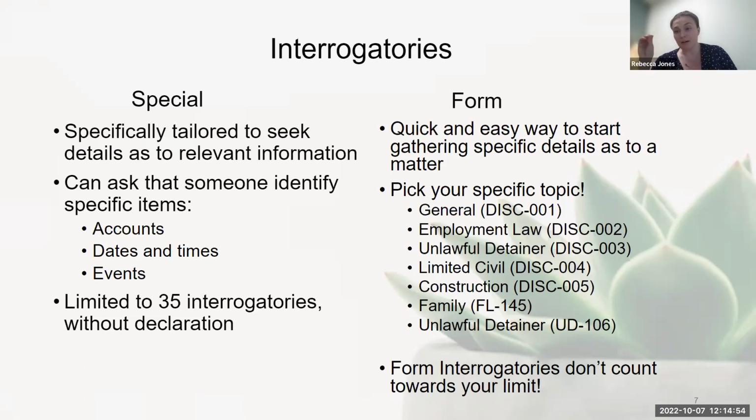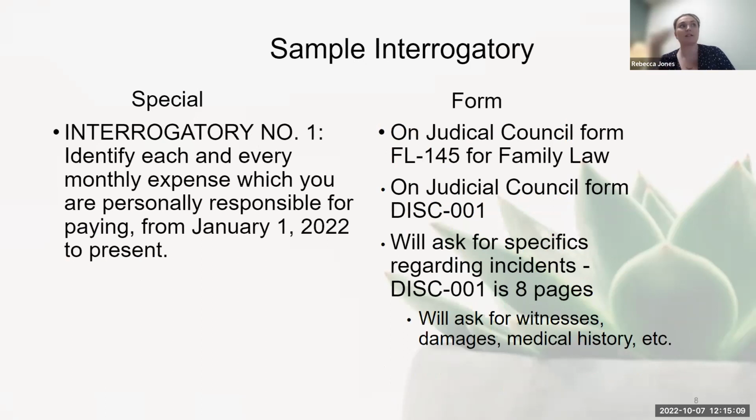Form interrogatories do not count towards your limit on special interrogatories, and there's no limit to how often you can request those. It's just going to be an objection if you're requesting duplicative information. A sample interrogatory might look like: identify each and every monthly expense which you are personally responsible for paying from January 1st, 2022 to present. So this is just asking for basically a list. It's one request, it's not compound, it's just asking for you to identify this specific category.